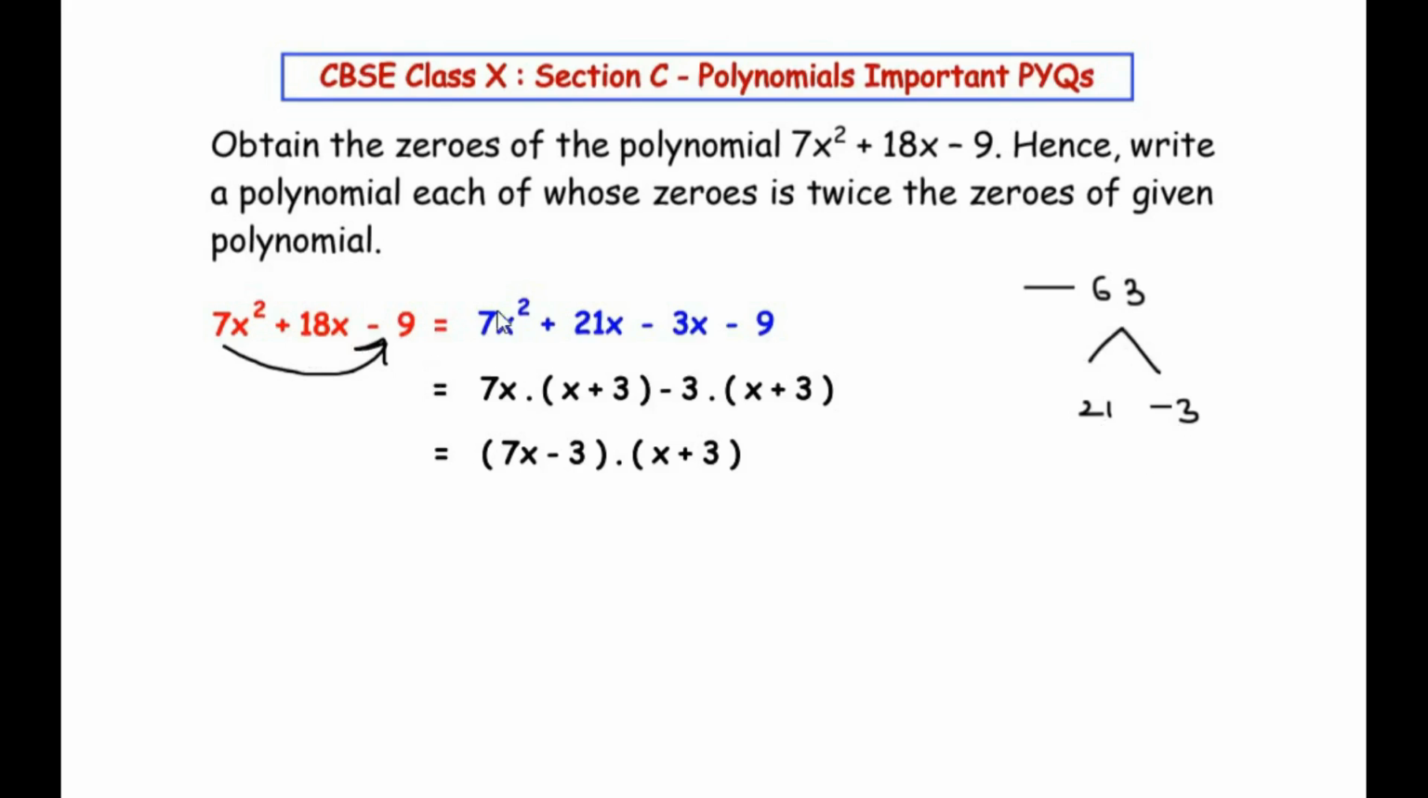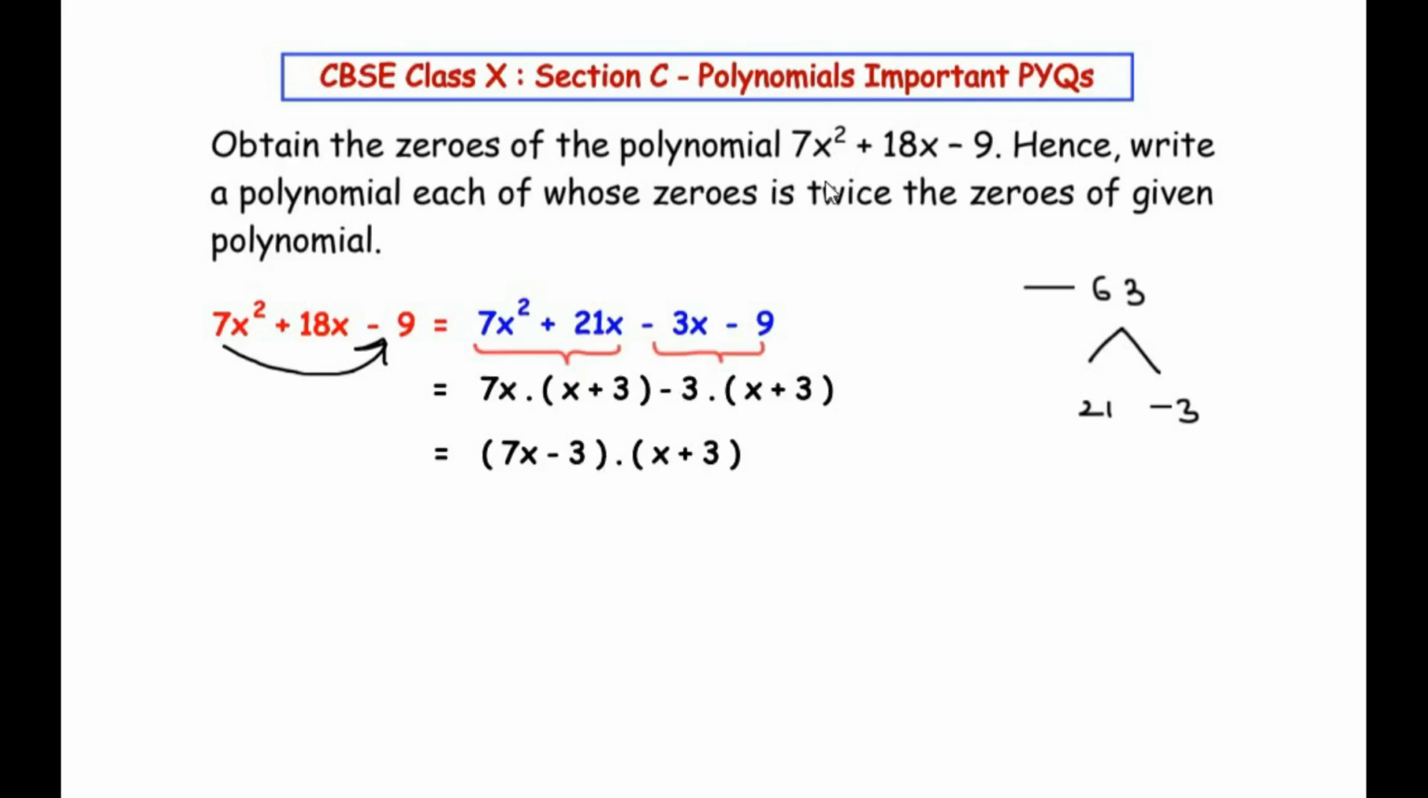So here we have written 7x square. Now we have split the positive 18x as 21x and minus 3x minus 9. Now we are going to group them, that is we are going to group the first two together and the last two together. So in the first group we can see that 7x is a common factor, so we have taken 7x out and it gets multiplied with the remaining factor, that is x plus 3. Now from the second group, negative 3 is a common factor and inside the bracket remains x plus 3. Now x plus 3 is a common factor from these two terms, so we have taken x plus 3 out and the second factor we get here is 7x minus 3.